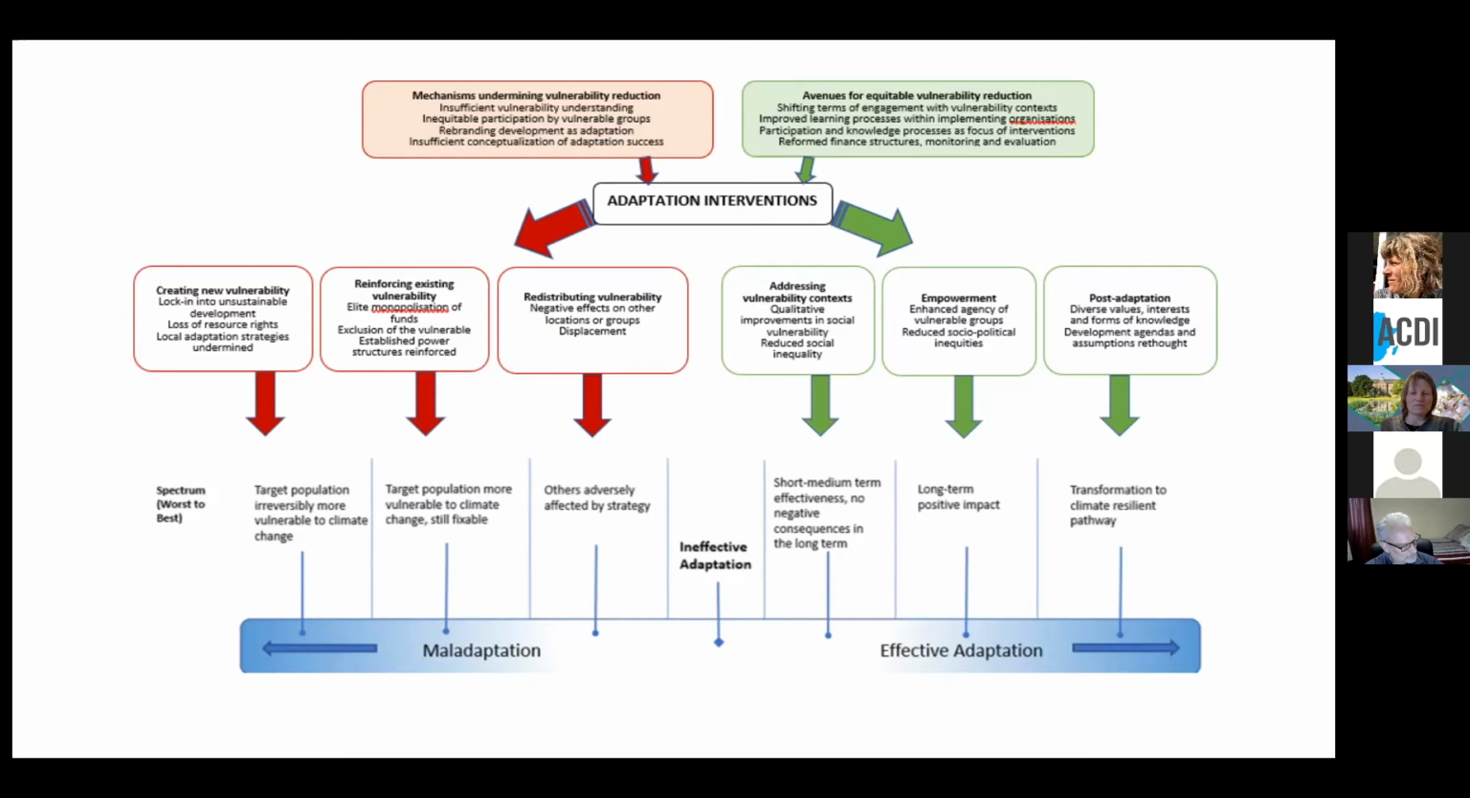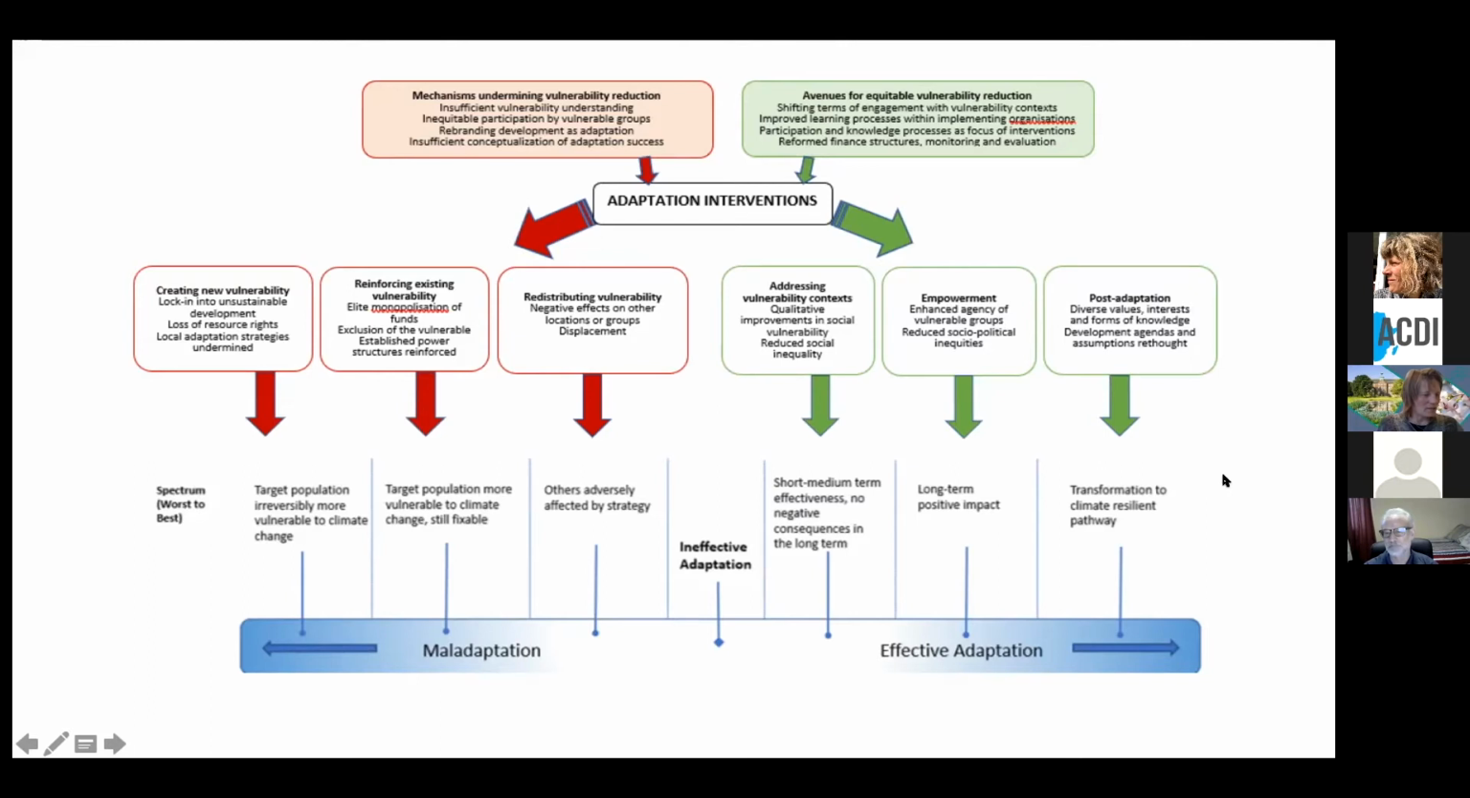So these are 4 potential avenues for pushing adaptation interventions more towards being able to address vulnerability context, towards being able to enhance the agency of vulnerable groups, reduce social political inequities, and critically then move towards a post-adaptation that sees adaptation as including diverse values, interests, and forms of knowledges. So where the forms of knowledges are not just the scientific, not just the policymaker forms of knowledges, but the local knowledges, different types of local knowledges, sensory knowledges that may sometimes be contradicting and in tension with each other, but may create a creative tension around reimagining different types of adaptation interventions.